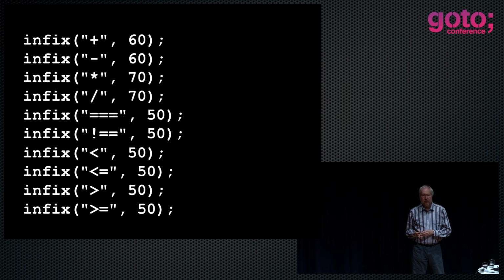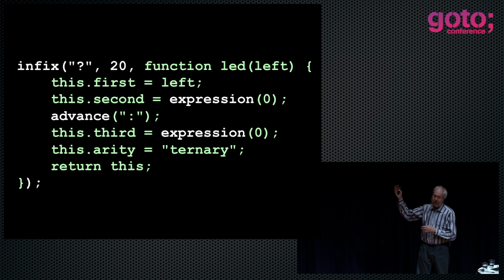The ternary operator is a special infix operator because it takes an additional thing afterwards. So we specify that by passing in a function which will parse those, which looks like the others. It will take the thing on the left, get an expression to get the second thing, will then match the colon, and then get the expression for the third thing, and set the arity to ternary.